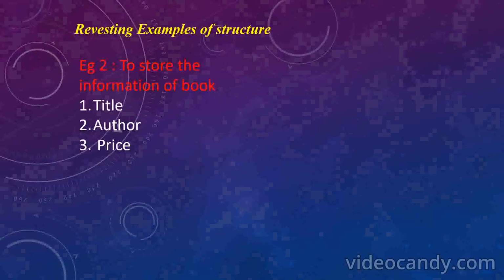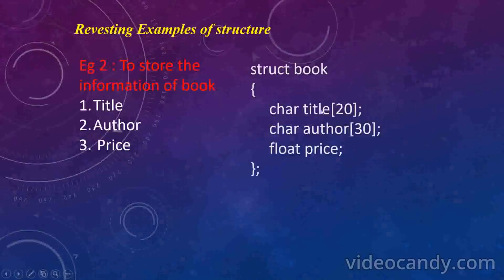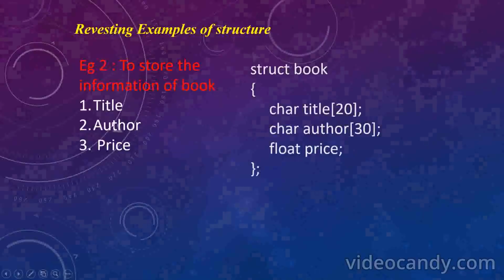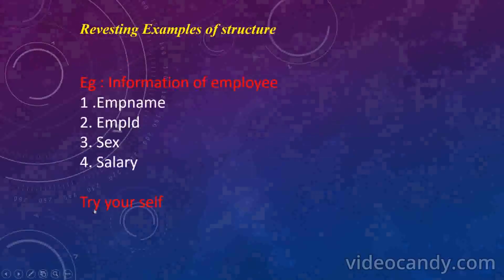Another example which we have just discussed: let us suppose we want to store the information of a book, like title, author, price. How will we do that? Again, we will create a structure, say book. Here the title will be of character type, so I say char title[20]. Author will again be of character type, I say char author[30]. Price will be a floating type, I say float price. So this basically represents information related to a particular book. Similarly, you can try the information related to employees yourself to understand more about structures.